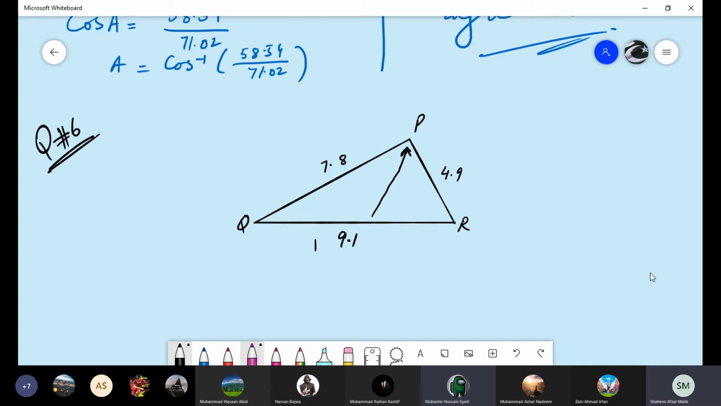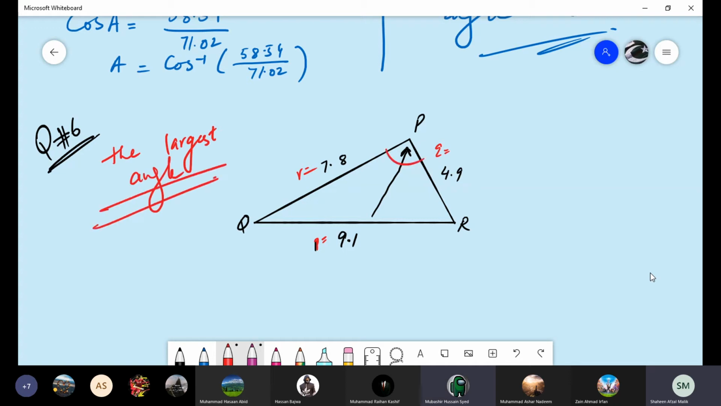So what we're going to find is cos P. This is P, this is R, and this is Q. The largest angle we have to find out, so that will be P. The largest angle goes opposite to the longest side. Okay, so how will you write the formula?